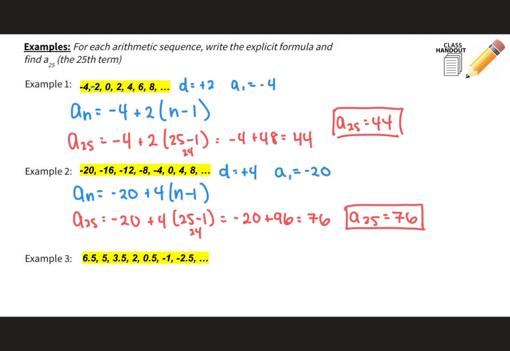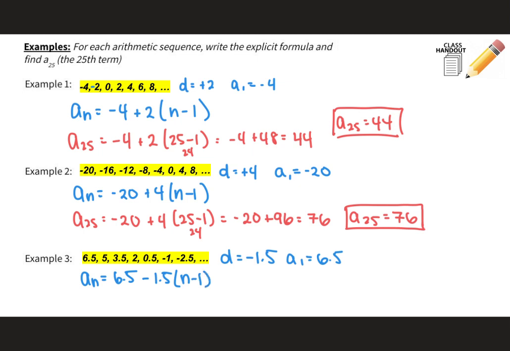All right, so then this last one here, we have our common difference, which was negative 1.5, and we have our first term, which is 6.5. So my explicit formula is going to be a_n, the first term, which is 6.5, plus my common difference, or we could just write it as minus 1.5 times n minus 1.